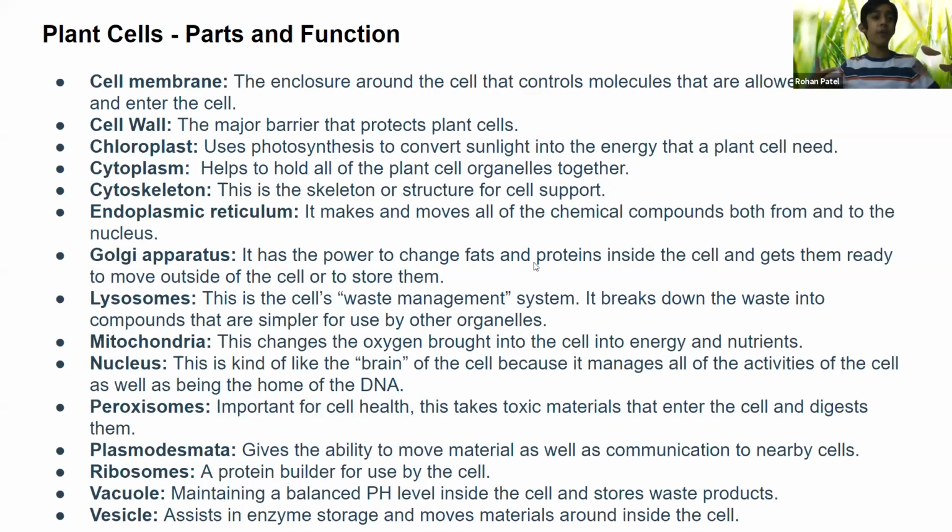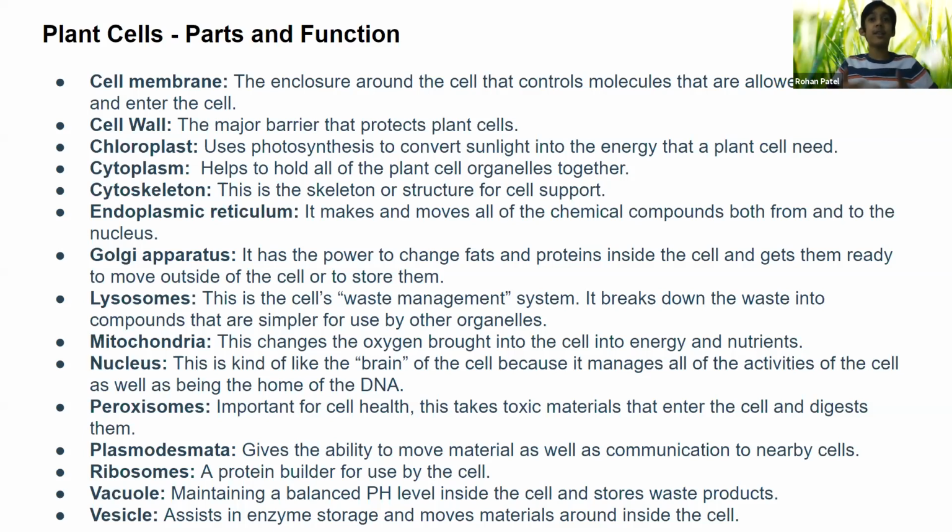Okay, this looks kind of overwhelming, right? But if you try to understand its main function, the most important part, it's not. I'm not going to read every sentence. I'll just tell the most important part. The cell membrane encloses the animal cells, and in plant cells it lies inside the cell wall and controls what comes in and out of the cell. The cell wall is the major barrier that protects plant cells. The chloroplast helps with photosynthesis and makes the plant green. Cytoplasm holds all the organelles in place and takes up the rest of the cell.